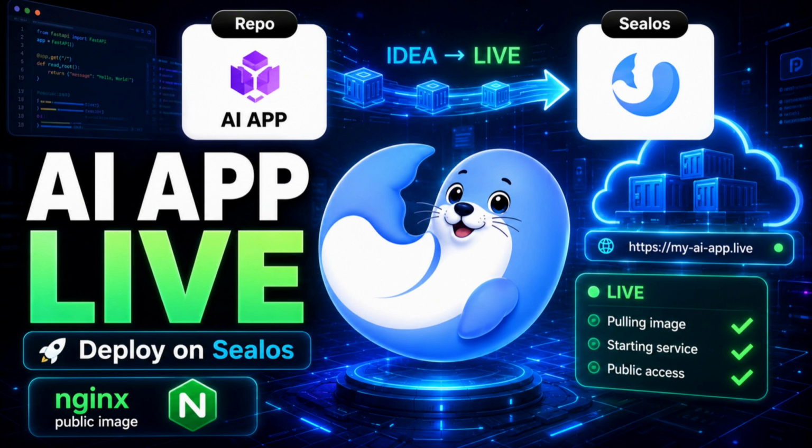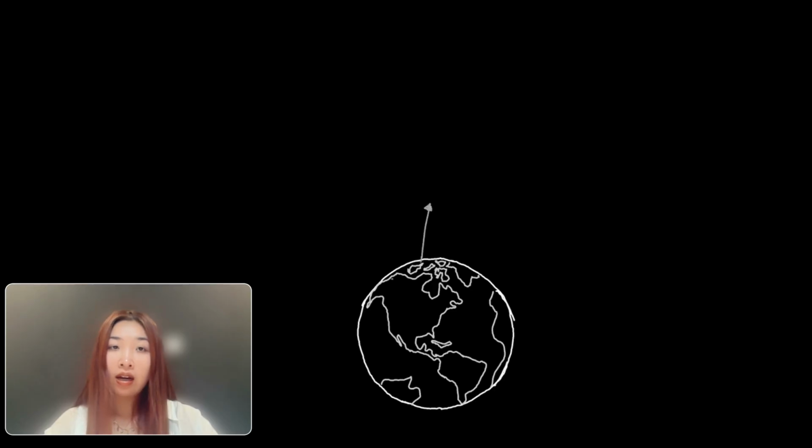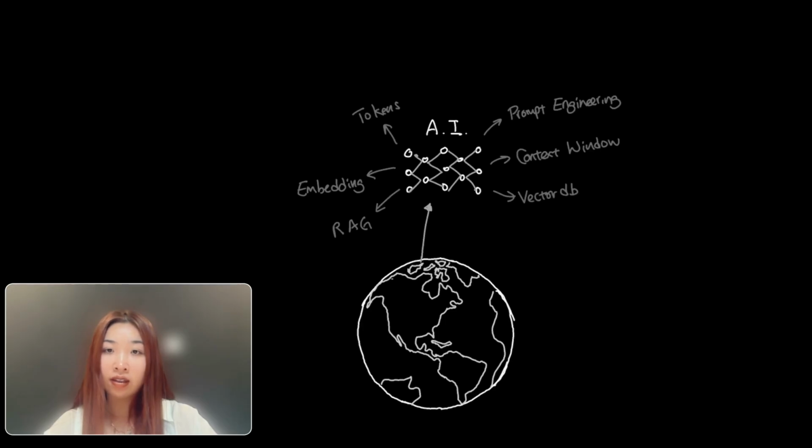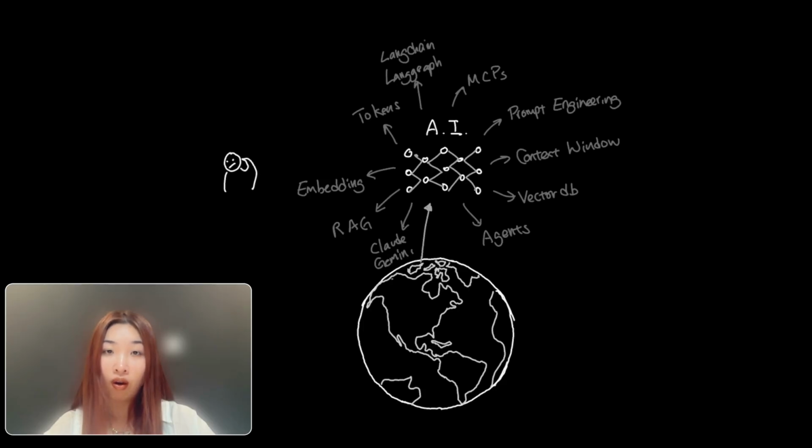Hello everyone! Building AI apps today can feel like learning 10 new things at once. So before we get into the demo, let's quickly connect the dots. A lot has been going on with AI over the past few years. Prompt engineering, context windows, tokens, embeddings, RAG, VectorDB, MCPs, agents, LangChain, LangGraph, Claude, Gemini, and more. If you feel left out, this is the only video you will need to watch to catch up.